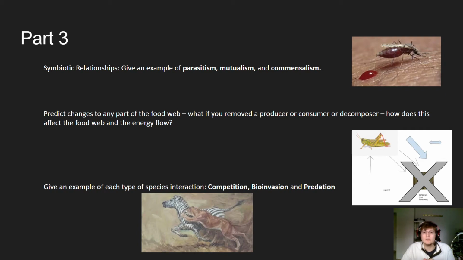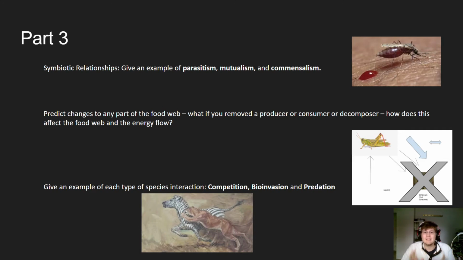And your last one too is, of course, looking at competition, bioinvasion, and predation. So again, I gave you guys a little example there of predation. So again, predator versus prey. So we've got the lion attacking the zebra down there. So you need to make sure you have an example of each of those for your ecosystem.